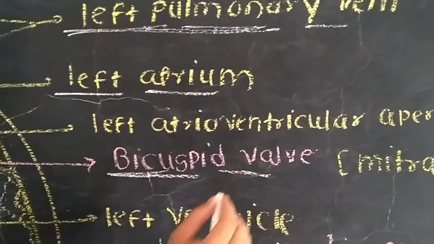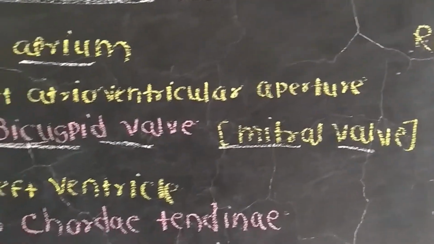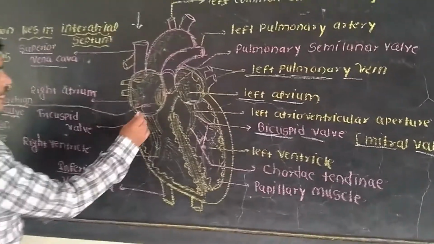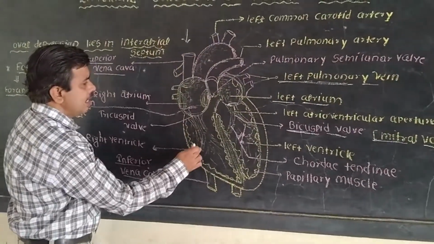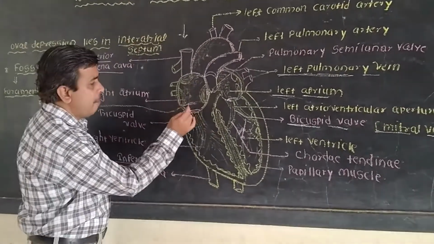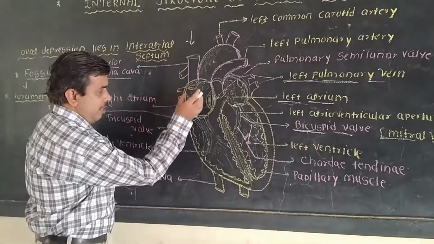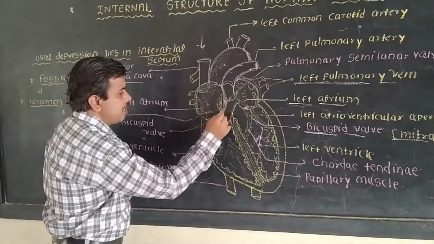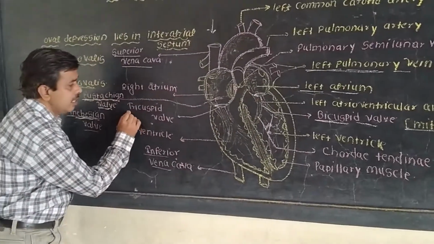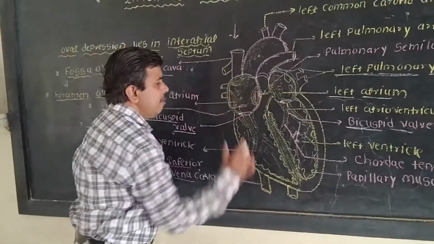This bicuspid valve is the most important. It is also known as the mitral valve. These valves prevent the backward flow of blood from the ventricles to the auricles. Then there is another valve present between the right auricle and the ventricle. This valve guards the aperture through which deoxygenated blood comes from the atrium to the ventricle, and this valve is known as the tricuspid valve. Okay. So that was about the atria, then the ventricles.